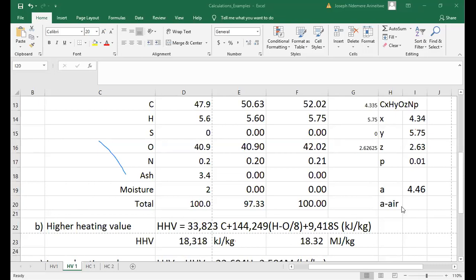Times 100 over 21. I didn't hear you very well, but I hear you say 21 and then something divided by 21, which in this case, did you just say it one more time? Times what? 100 over 21.